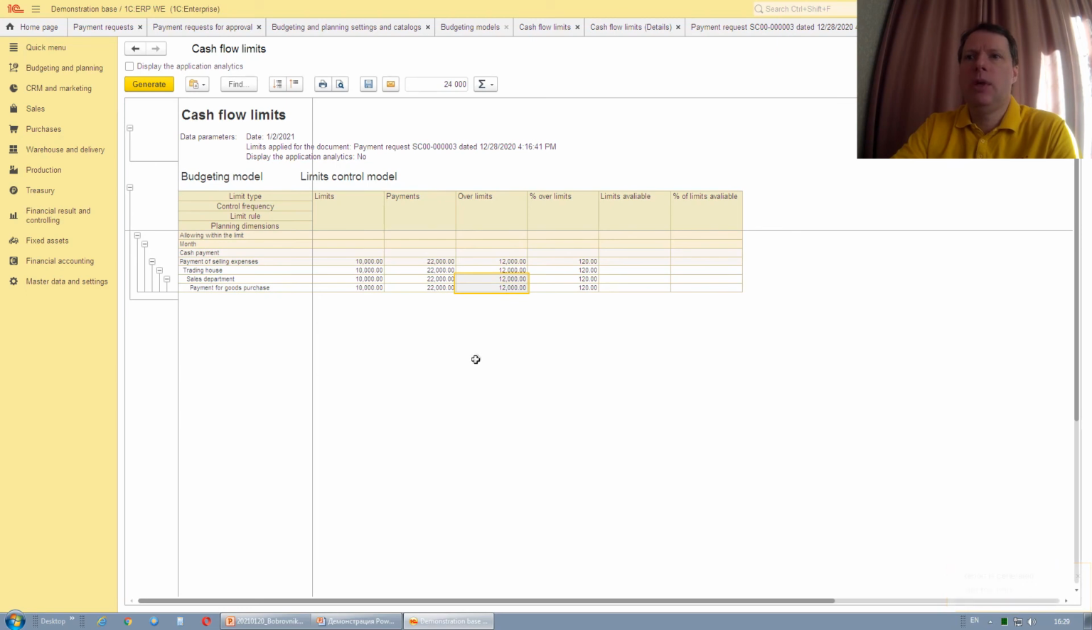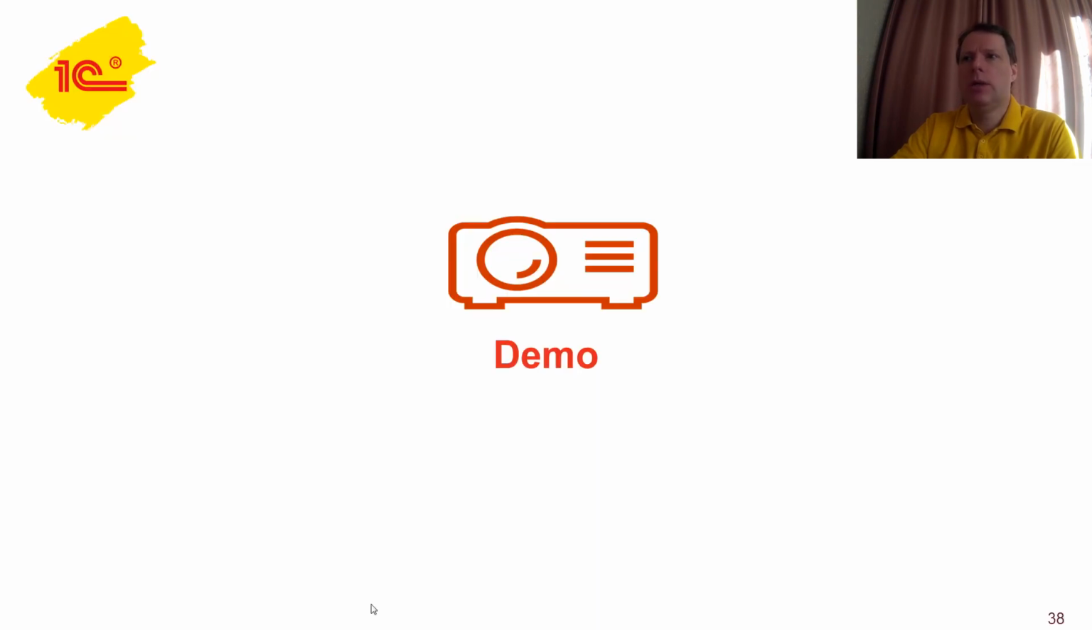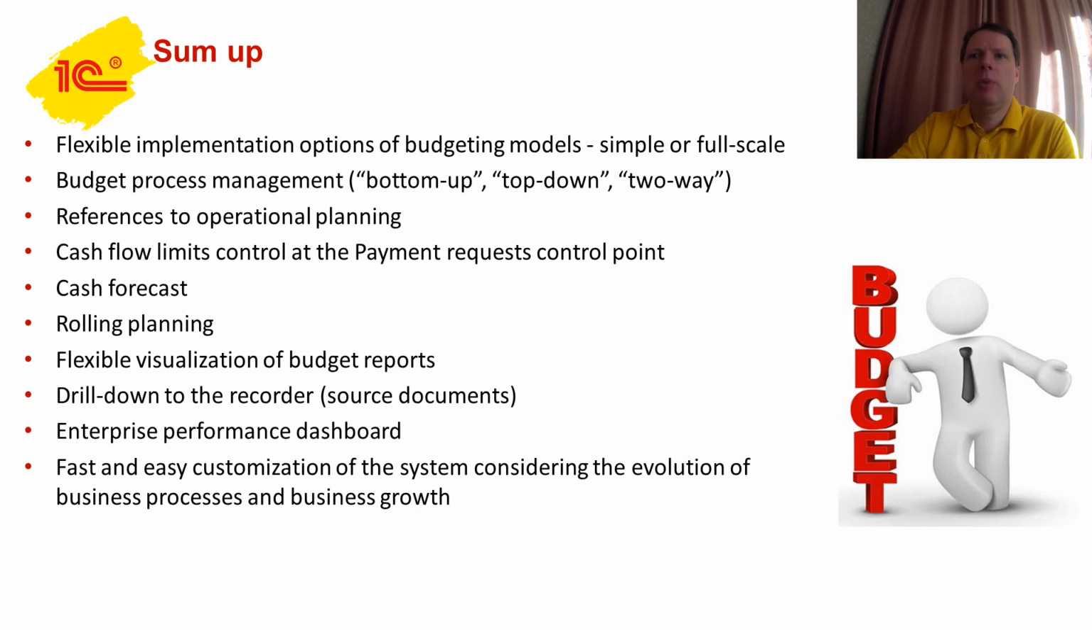Let me sum up the abilities of budgeting and treasury in 1C ERP World Edition. The application has flexible implementation options of budgeting models, simple or full scale. Budget process management: bottom up, top down, or two-way. Reference to operational planning, cash flow limits control at the payment request and cash forecast. Rolling planning, flexible visualization of budget reports. Drill down to the source documents. Enterprise performance dashboard, and many other options.